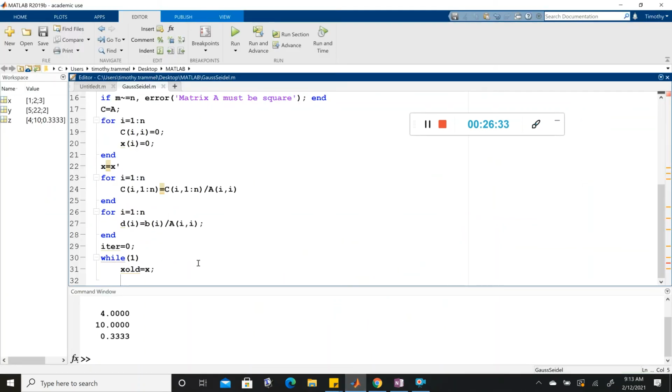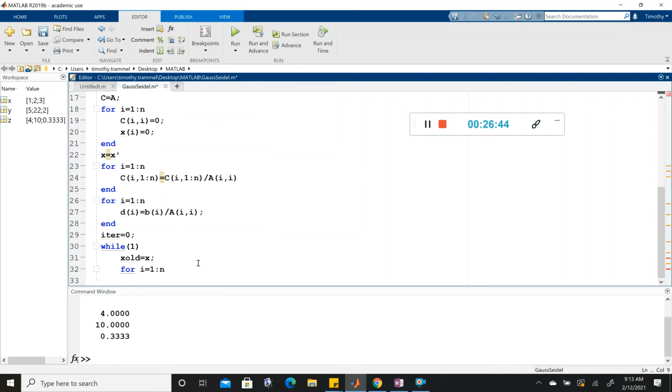All right, so there we are. We have our, again, x equals x old, and we're going to start that for loop that we were just talking about. So for i equals 1 to n, we're going to have x of i is equal to d of i minus C of row i, and then times the vector x.